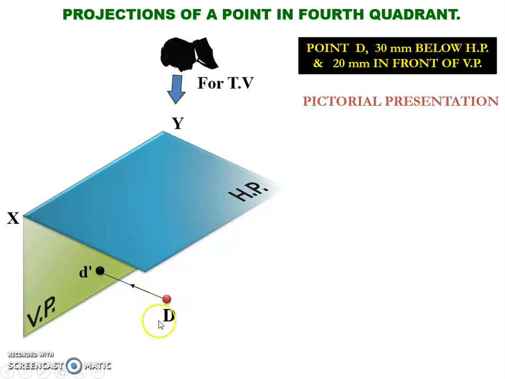In the same way, to obtain the top view of the point, we need to observe the point from the top and project this point onto the horizontal plane, obtaining the top view point on the horizontal plane. The top view must be denoted using the corresponding lowercase letter. So we need to name this point using the small letter d.